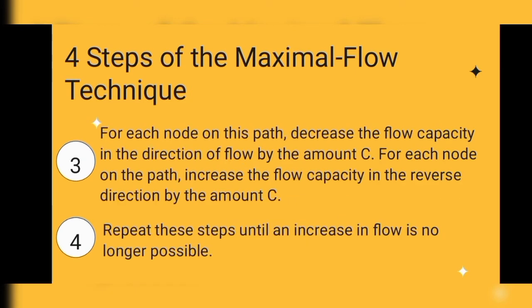The third step is, for each node on this path, decrease the flow capacity in the direction of flow by the amount of C, and for each node on the path, increase the flow capacity in the reverse direction by the amount of C. Later on, I can explain this further. And our last step is to repeat these steps until an increase in flow is no longer possible.